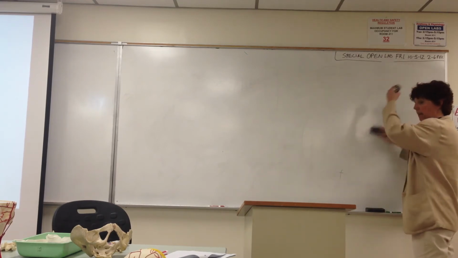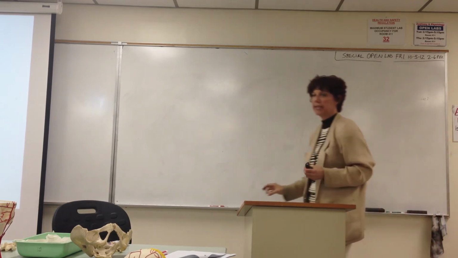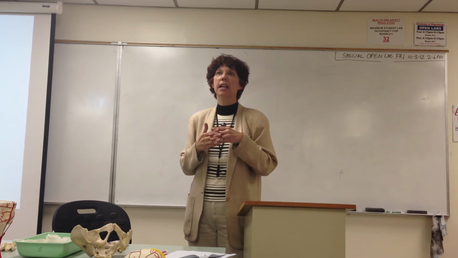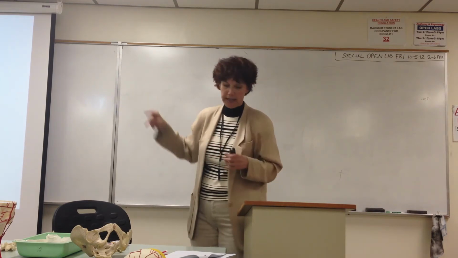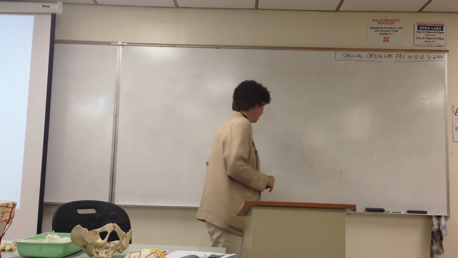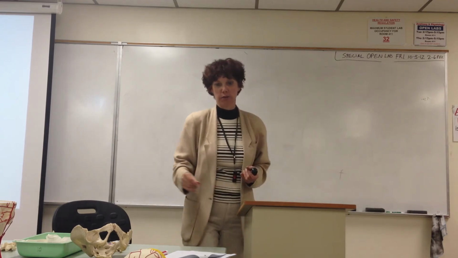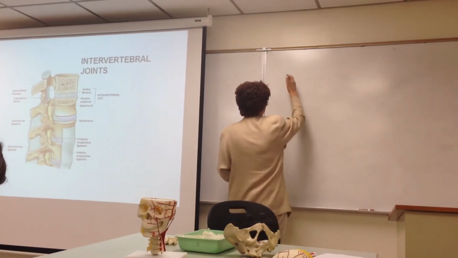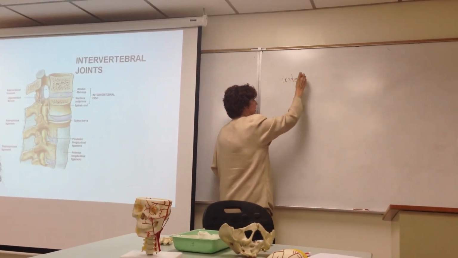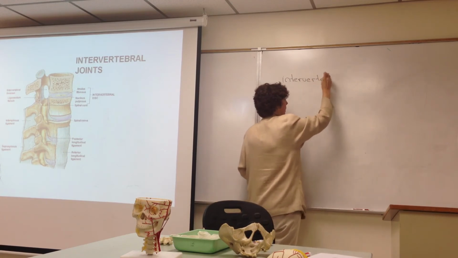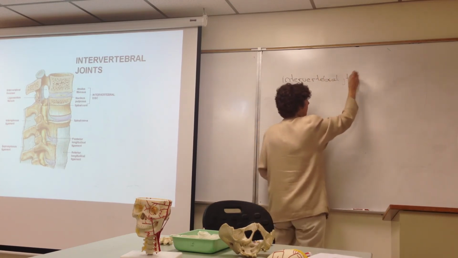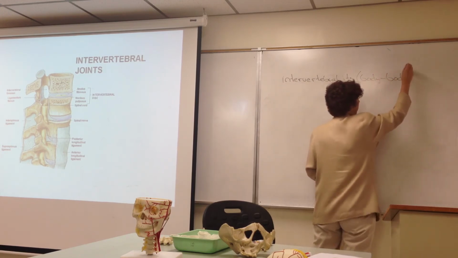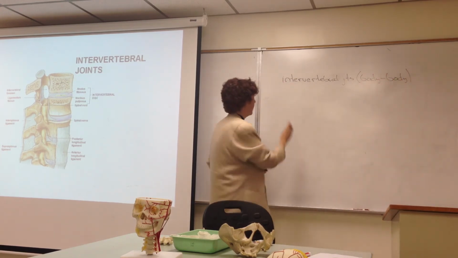We talked about what was the type of tissue that held the skull bones together in the suture? Fibrous. Okay? And this tissue here is fibrocartilage, so that is a cartilaginous joint if we talk about it by structure. So the intervertebral joints between the bodies, body to body, are cartilaginous.